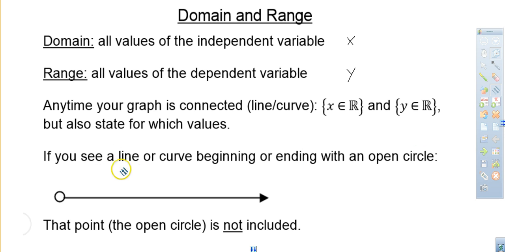Now, if you have a line or a curve that ends or begins with an open circle, that means that that point is not included. So for example, if this is x equals -2 right here, that means x equals -2 is not included on the graph or in the function, but everything greater than it is included. So we'll be seeing that today.